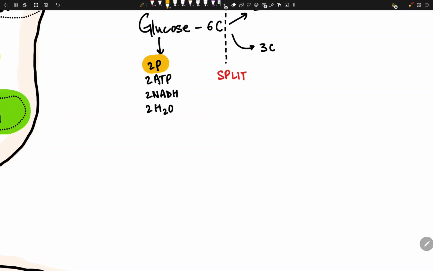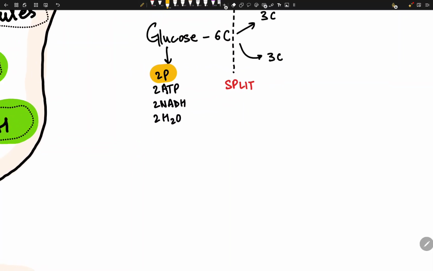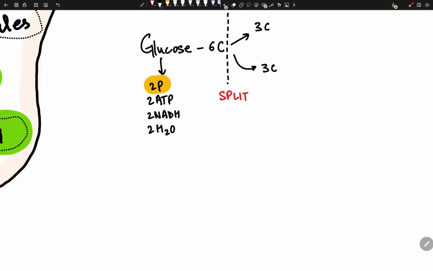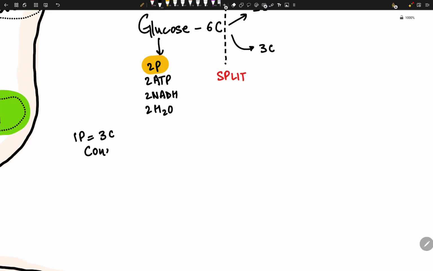Why? Because glucose has 6 carbons, and pyruvate has 3 carbons. So this is conservation of mass, conservation of matter. 1 pyruvate molecule equals 3 carbons. As you can see, we split the glucose and then we have 3 carbons and 3 carbons. That is what we call conservation of matter. Nothing disappears.